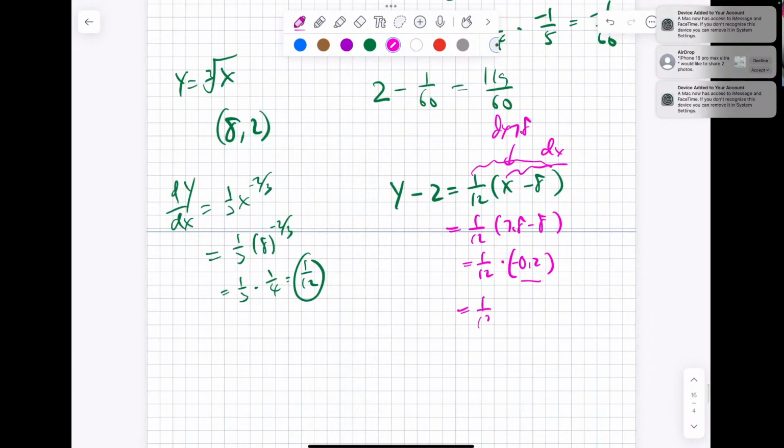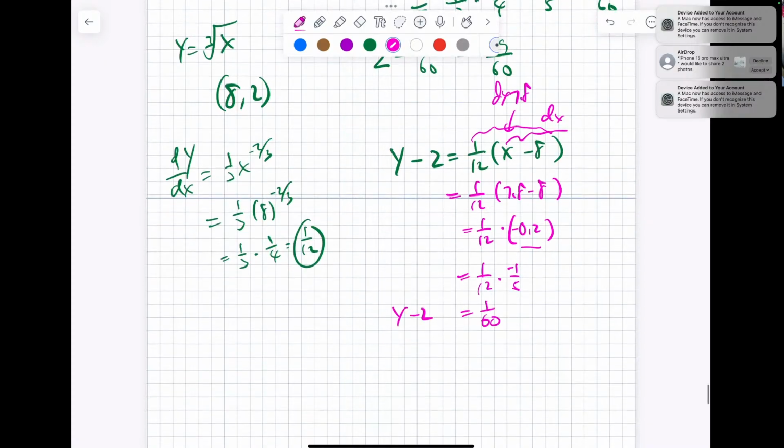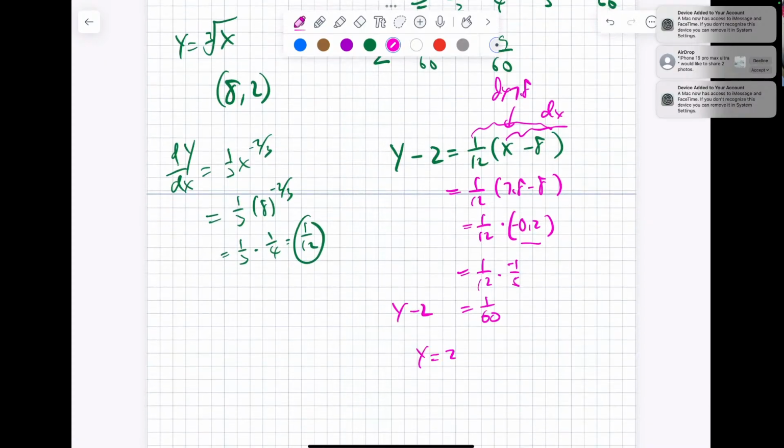And this is 1/12 times 1/5 negative, so it'll be 1/60. But y minus 2, so you've got to move 2 to the other side. So 2 minus 1/60. No, this is minus. Thank you. This is also 1 and 59/60, which is a very, very accurate approximation if you really look at it.